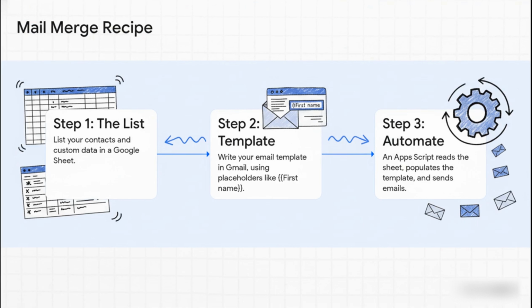Let's tackle a classic, the mail merge. It's so useful. Okay, step one is super simple. You just list all your contacts and any personal info, like their first name, in a Google Sheet. Easy enough? Step two, you hop over to Gmail and write a draft of your email, but instead of a name, you use a little placeholder, just like this one here. And finally, step three, this is the magic part. An Apps Script function goes row by row through your sheet, grabs the data, pops it into the template, and sends a totally unique, personalized email to every single person on your list.